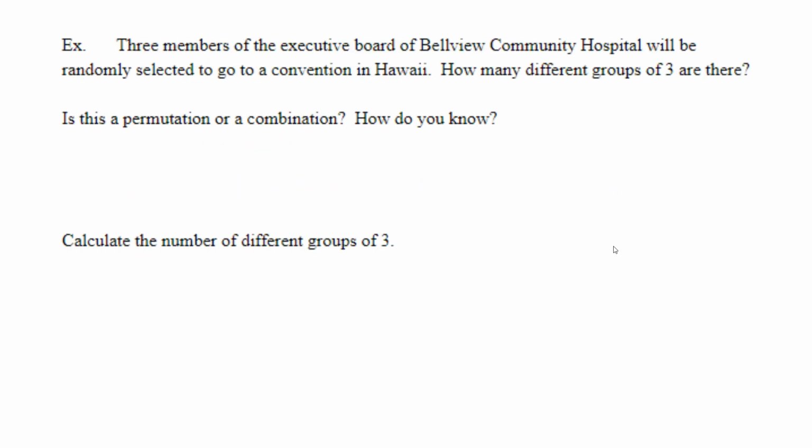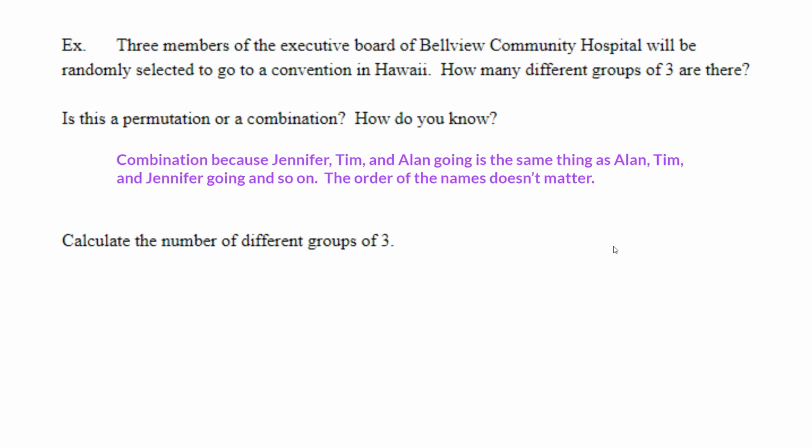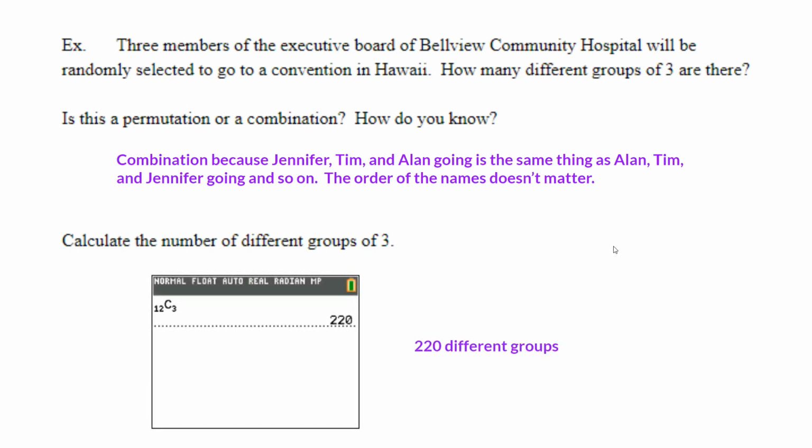To illustrate the difference between this permutation and this combination, 3 members of the Executive Board of Bellevue will be randomly selected to go to a convention in Hawaii. How many different groups of 3 are there? So this is a combination because Jennifer, Tim, and Alan going is the same thing as Alan, Tim, and Jennifer going, and so on. The order of the names does not matter in this case. So this is a combination. So what you do on your calculator is do 12 people, C3, groups of 3, and there are 220 different groups that could go on that trip.